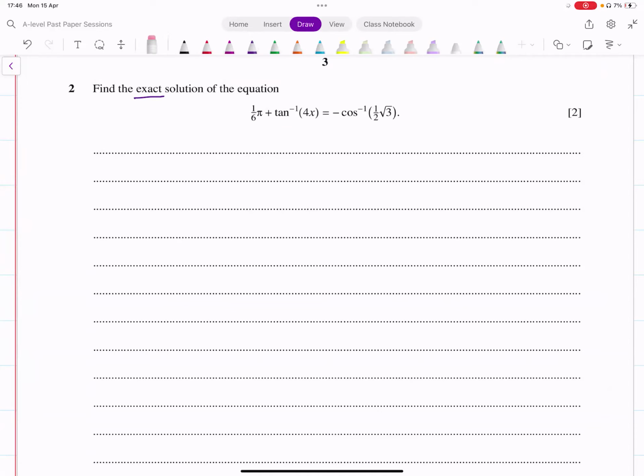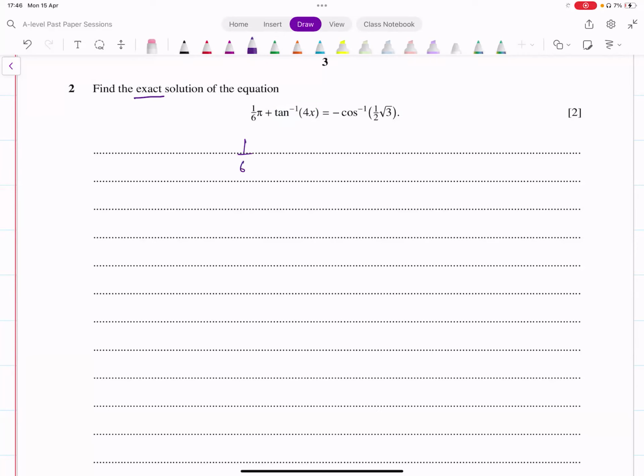Now, can we simplify this somehow? You have tan inverse of 4x. There's nothing you can do with that, right? You can't input tan inverse of 4x in your calculator. However, on the right side, you have cos inverse of under root 3 over 2. That's a constant inside that. This is something that you can actually evaluate on your calculator.